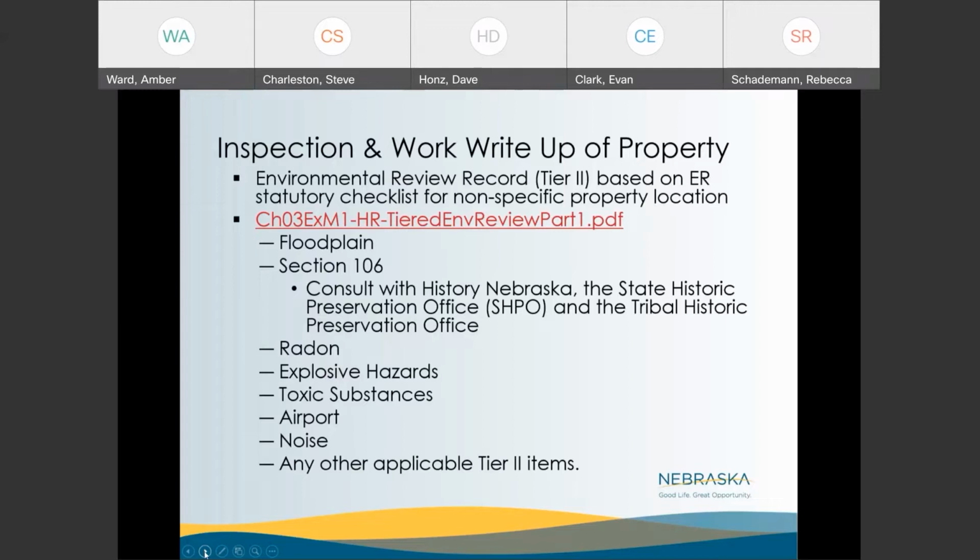Big things, again, your floodplain. Section 106, you'll work with History Nebraska, the State Historic Preservation Office, and the Tribal Historical Preservation Office. Radon, explosive hazards, toxic substances, proximity to the airport for noise items, and then any other applicable tier 2 items. So the link there is just a tool you can use to go through and help you work through your tier 2.